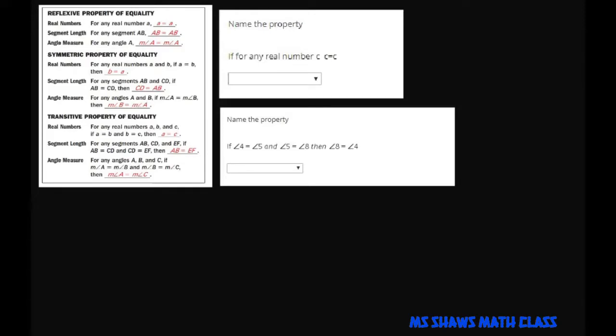Okay, we're going to name the properties. So we have reflexive property of equality, symmetric, and transitive. So it's one of those. And we're dealing with just real numbers here. So since this is just C equals C, this is called the reflexive property. And you would say of real numbers.